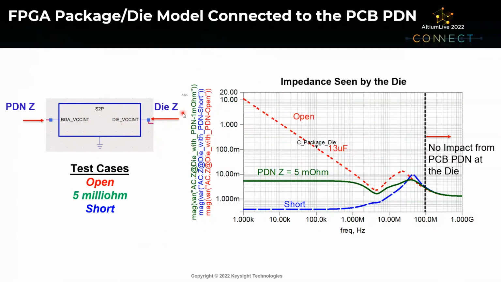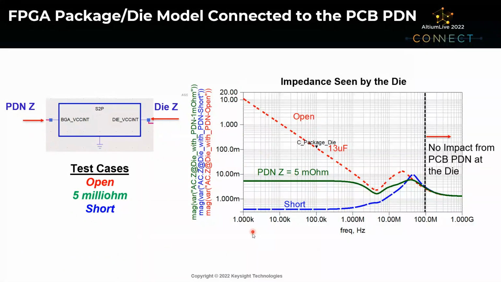And if you get this type of package die model that's in S parameter format like this, you can do something very practical, and this is something that Jack Carroll of Xilinx came up with this analysis, and it's very informative. At the die, I can look at the impedance on the die side connection to this behavioral model, and then on the printed circuit board PDN side, I can connect three different test cases. An open, where I'm not connecting any power supply to this package die. I can connect a matched 5 milliohm power delivery network to it, or I can connect an ideal power supply that has no resistance in it, and that would be a pure short.